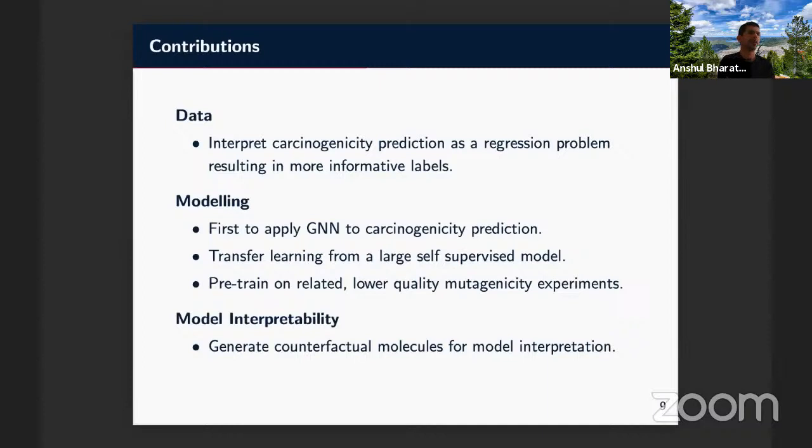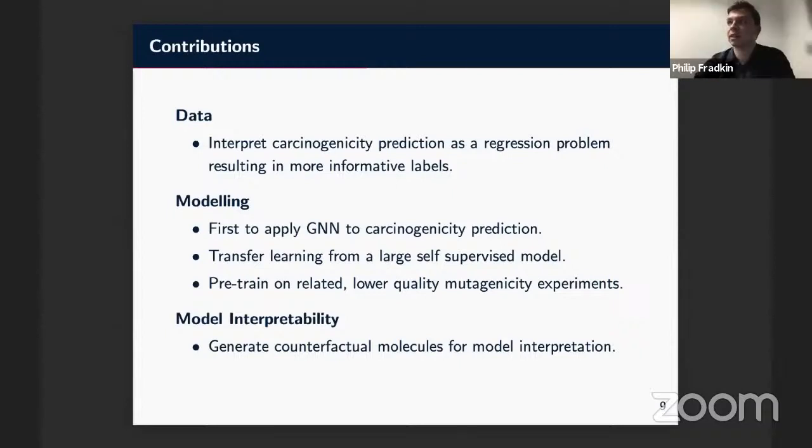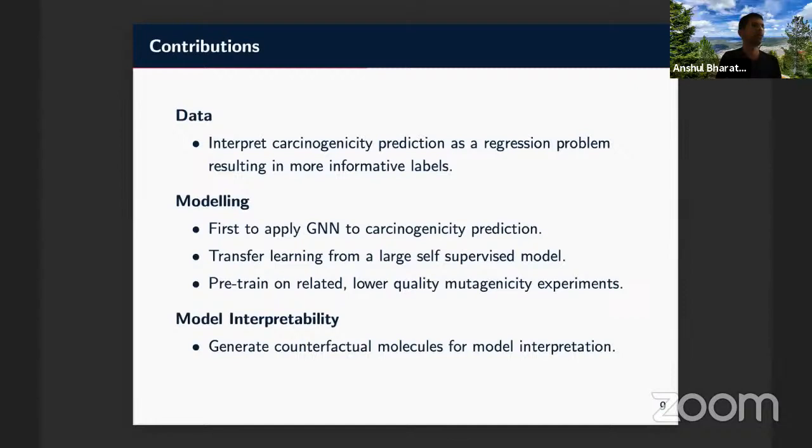I see. Okay, I see. I was thinking of whether you are modeling the dosage of the carcinogen itself, but I guess this is more like an effect size of carcinogenicity. Is that correct? Yeah, exactly. Okay. Great, awesome.